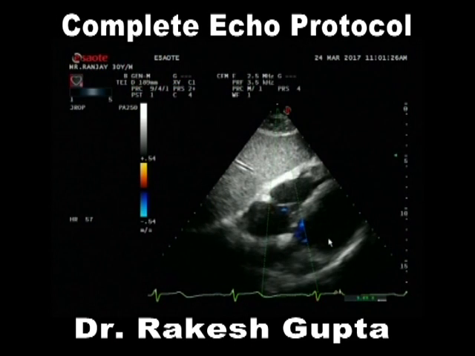So all these 5 windows, if you are looking at COPD patients, otherwise also if you have an LV systolic dysfunction, you want to look for PA pressures, you have to utilize all these 5 windows again.